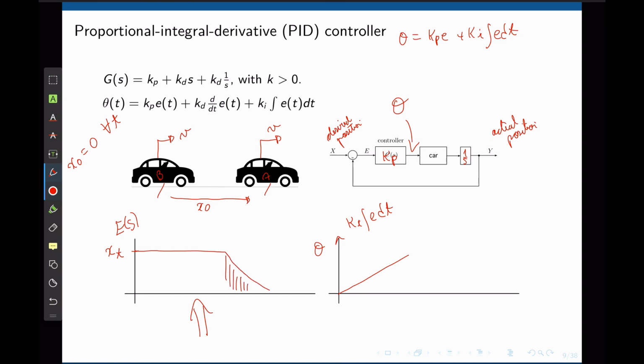And as the error now starts to decrease, the integral component will slow down, and when you reach 0 error, the integral gain now simply becomes a constant. This is the integral part. The proportional part, as we saw before, would be a constant and now would start to decrease towards 0. When the error is 0, the proportional part is 0. But now we have an integral part that is non-zero.